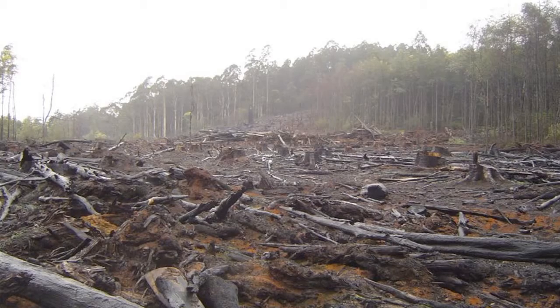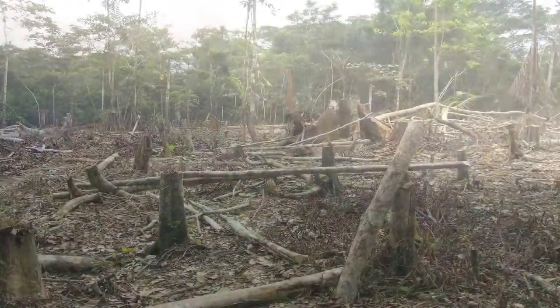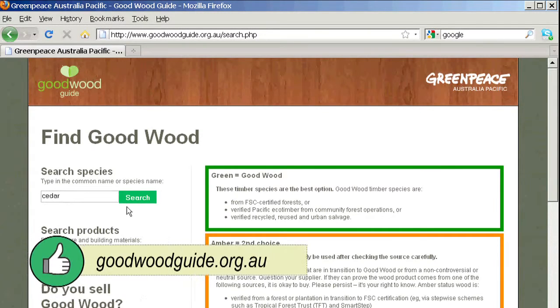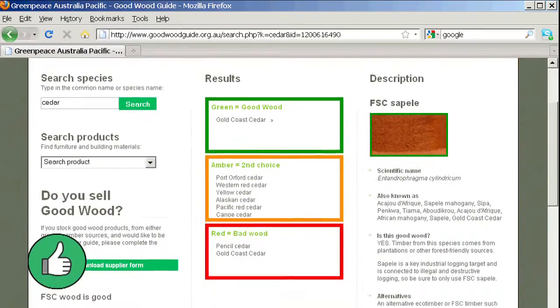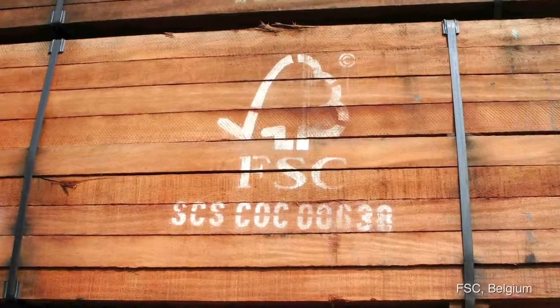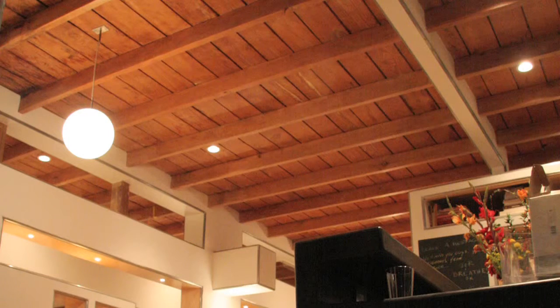The 2 main issues are the environmental impact of the timber and its durability. Deforestation is a major contributor to biodiversity loss, one of Australia's biggest environmental problems. For this reason, it is important to avoid old growth and rainforest timbers, both imported and local. The Greenpeace Good Wood Guide gives you more information on sustainable timber selection. If you're using hardwood, make sure it's certified by a scheme that guarantees the timber was sustainably sourced. Recycled hardwood is also an option.